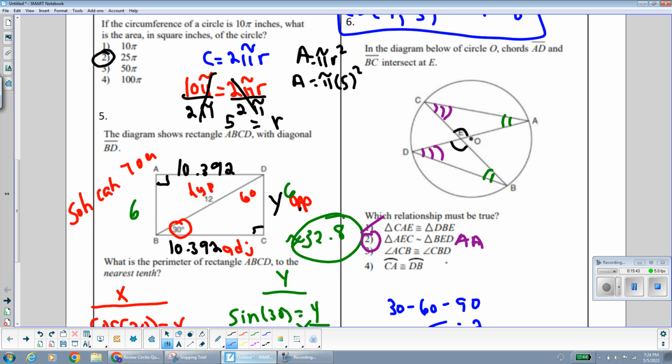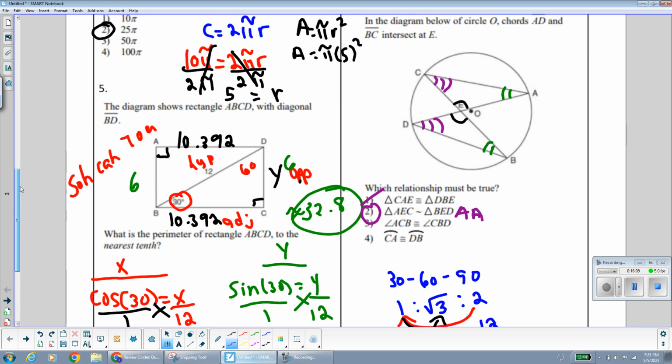This is not true. This would be true if we had parallel lines, then we would have congruent alternate interior angles. But that's not true here. And we have no reason to believe that arc CA and DB would be congruent. We don't know anything about chord CA and DB. That would be true if these chords were congruent to each other.